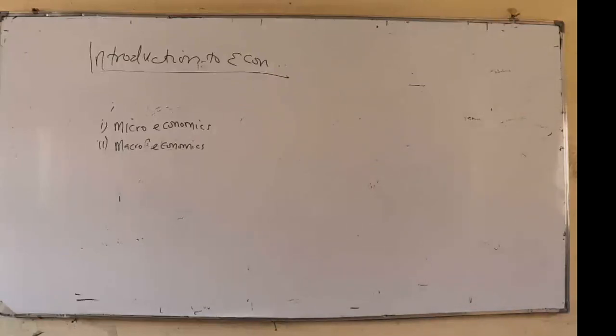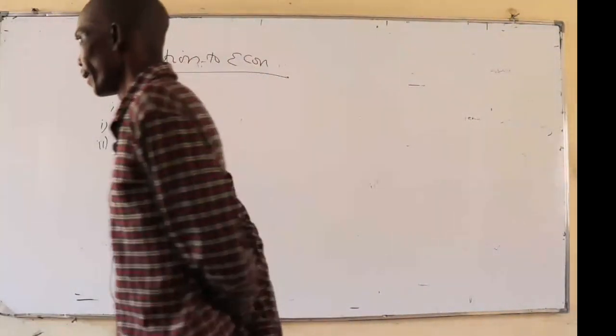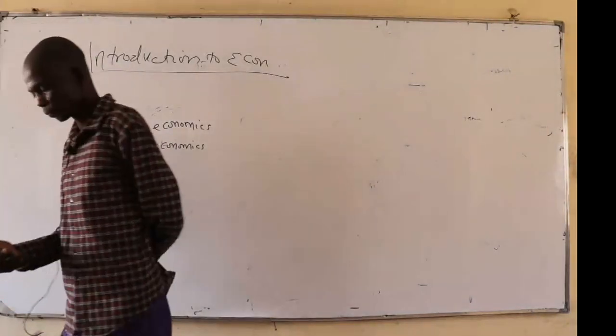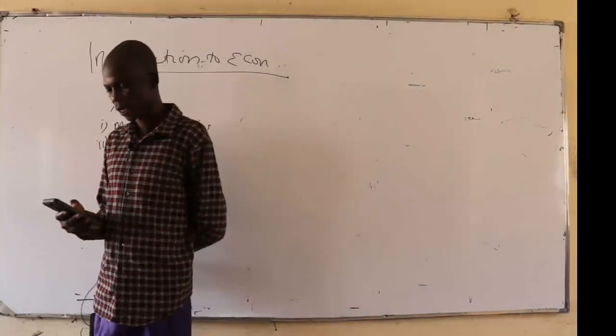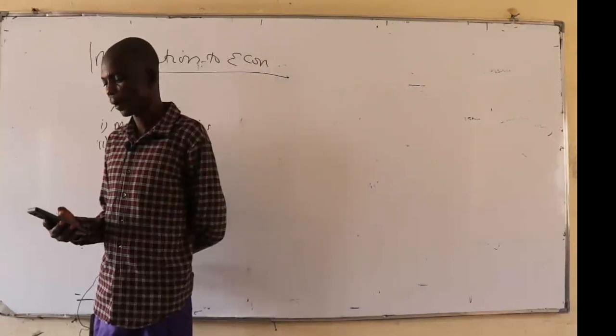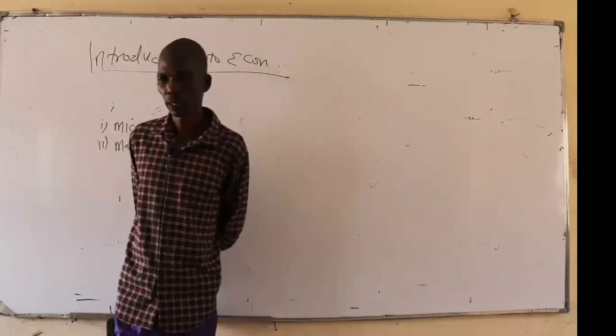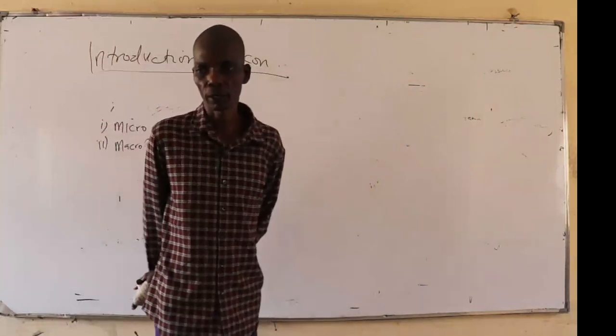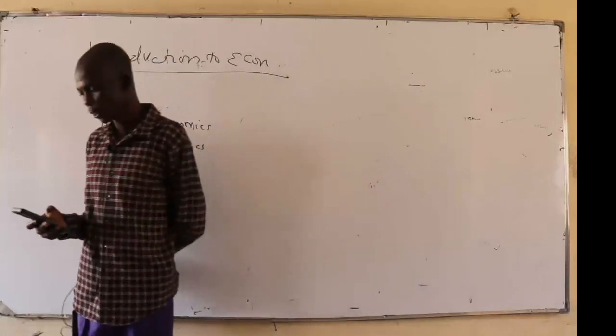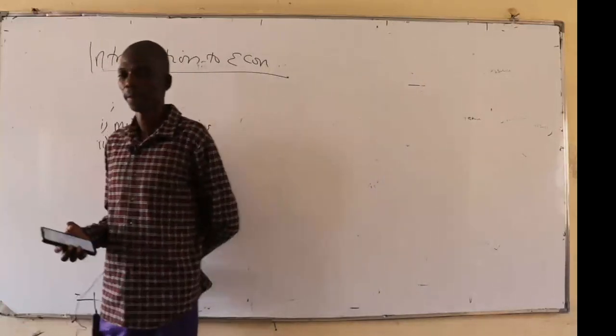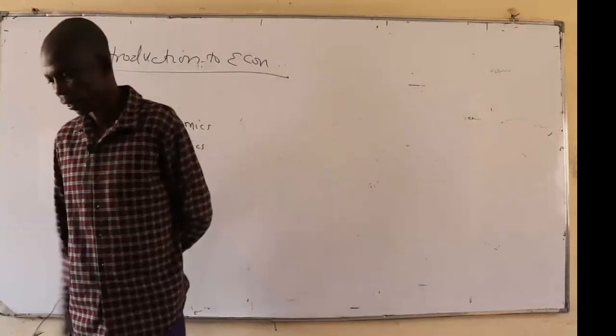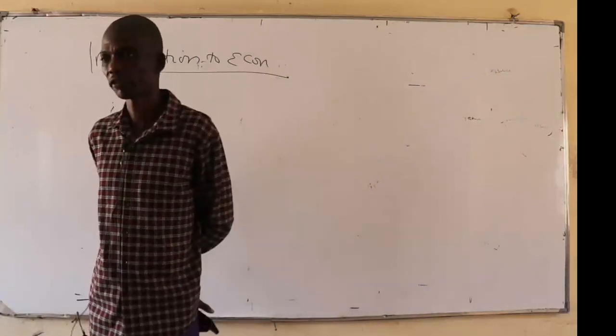Full stop, dash, you say: Economic systems are usually categorized into three. The first one, we have what we call free market economy. Number two is planned economy. And number three is mixed economy.